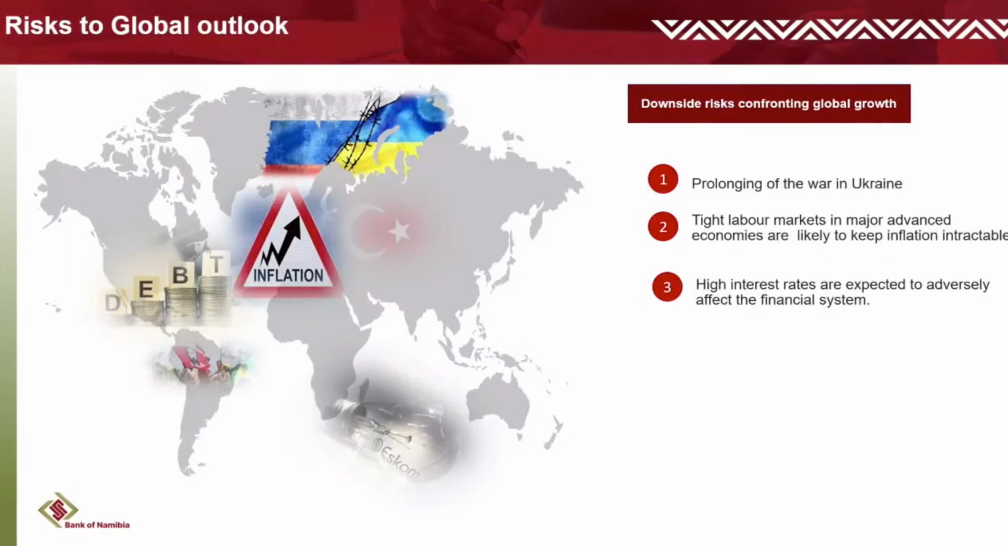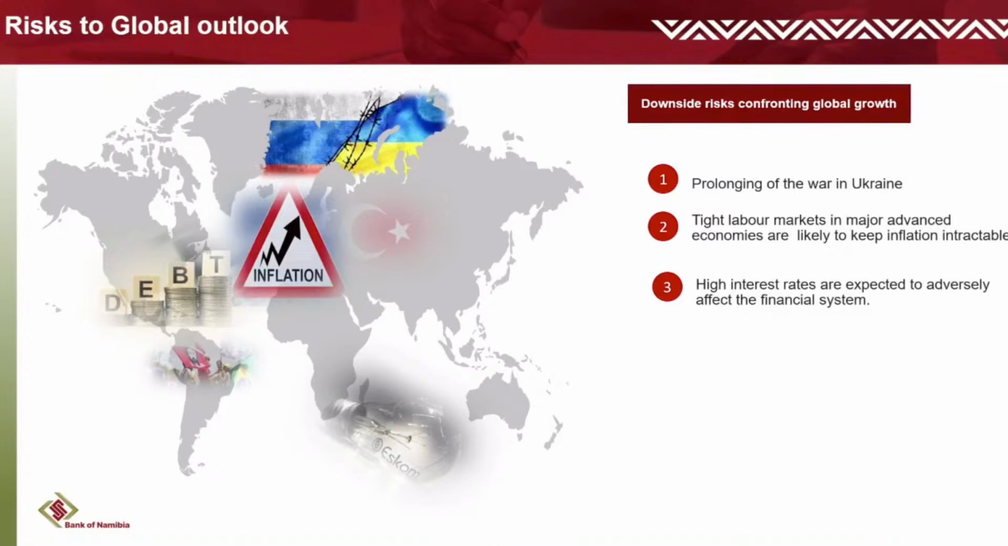What are the downside risks if you look at 2023? Downside risks confronting global growth are further prolonging the war in Ukraine, resulting in rising prices that could intensify food insecurity, social unrest, and geopolitical fragmentation, which may impede global trade and economic cooperation.